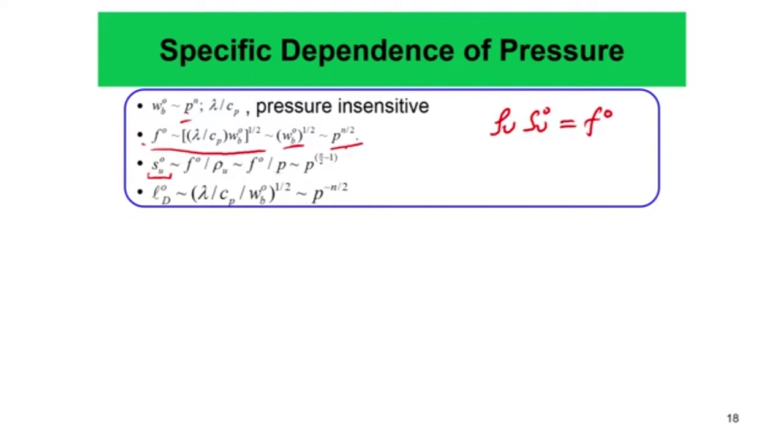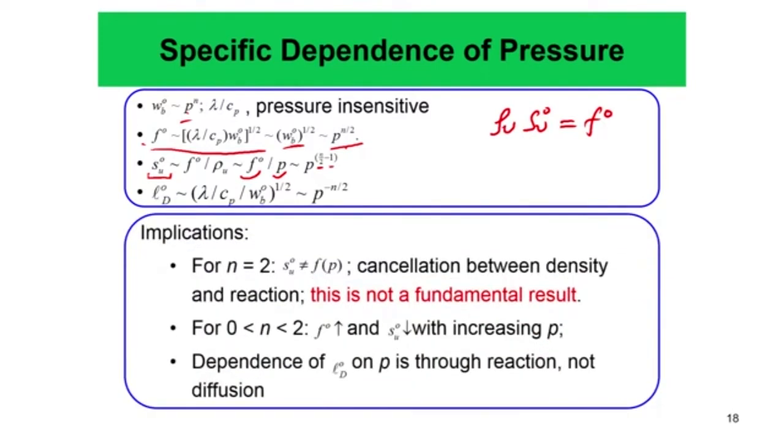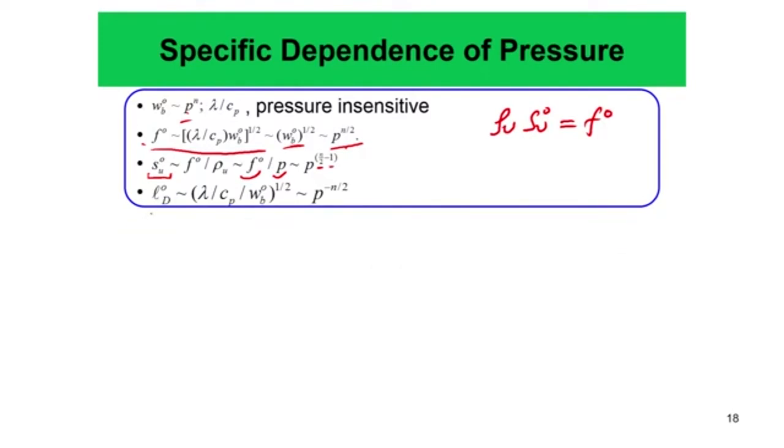We say F0 by P, so then this also gives you a P to the power of n by 2 dependence, and this part gives you a P to the power of n minus 1 dependence. So this gives you P to the power of n by 2 minus 1 dependence. Okay. And then of course, since LD0 and F0 are connected, we can connect these two also, and that gives you a P to the power of n minus n by 2 dependence. So you see that burning flux always increases with pressure as long as n is positive, which is the case. So burning flux always increases with pressure.